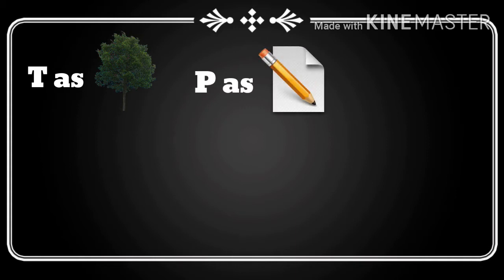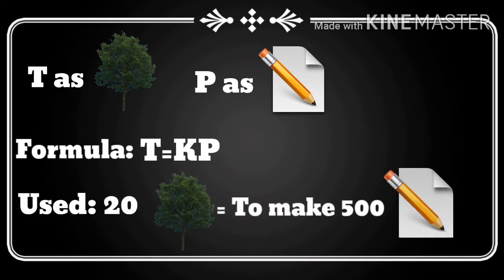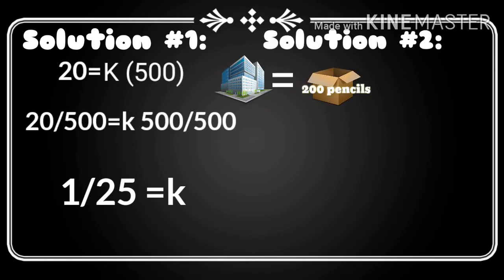To solve it, we must use T as trees and P as pencils. We will use the formula T equals KP in the problem of the company. They use 20 trees to make 500 pencils, so 20 equals K times 500, which gives us 1 over 25 equals K. To solve the second equation, the company will just make 200 pencils, and how many trees are going to be cut?